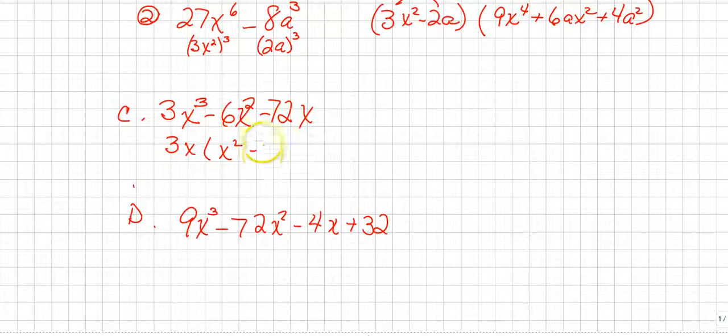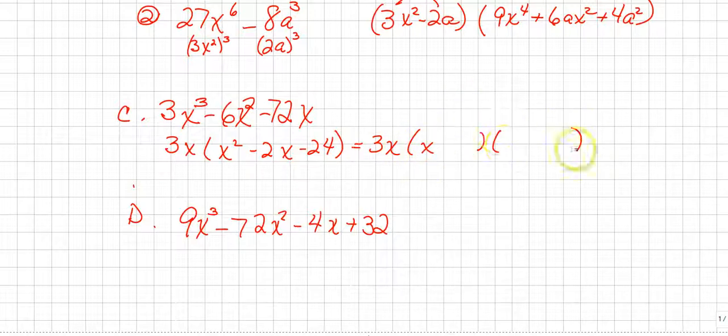The second term, that would leave 2x. And the third term, that would leave 24. Alright, now we're going to focus on x squared minus 2x minus 24. And as I said earlier, we assume that you've done lots of those problems. So reverse FOIL, you know it's going to factor into two binomials.